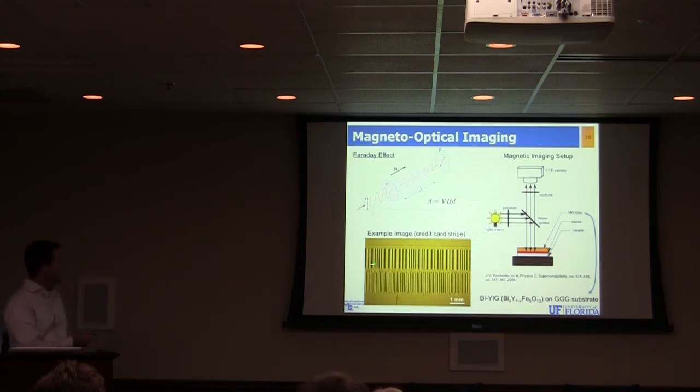So here's a credit card imaged with this technique, and the different intensities of light represent either a north pole or a south pole. We've further developed this technique so we can actually get quantitative 2D field mapping of the entire field pattern above the surface of a wafer.